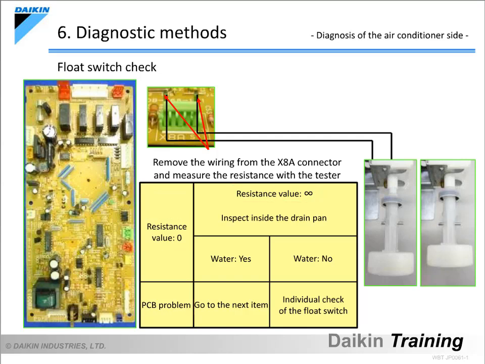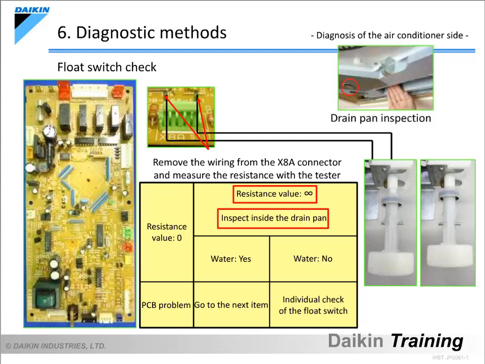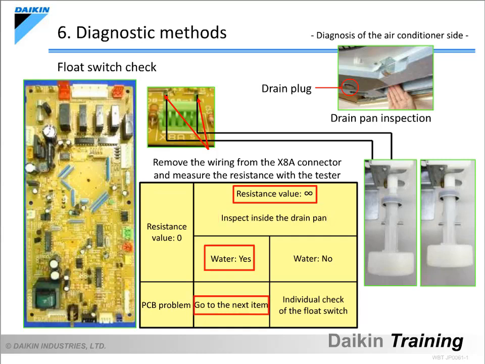If it is an open circuit, then there is no problem with the PCB, and you need to check whether there is actually water in the drain pan causing the abnormal drain water level. This can be done by simply putting your hand in the drain pan. Another method is to have a bucket ready and remove the drain plug from the drain pan to see if water comes out. If there is water in the drain pan, this indicates that the float switch is operating normally. So, go to the next item to be checked.